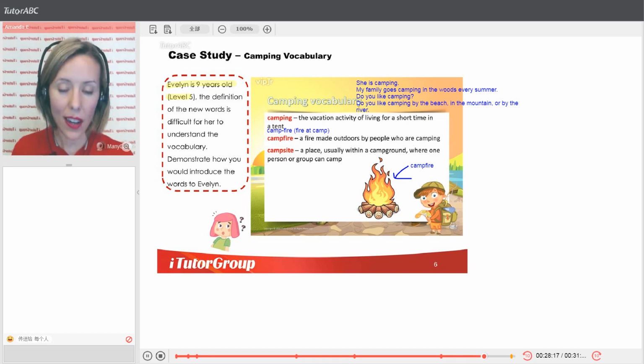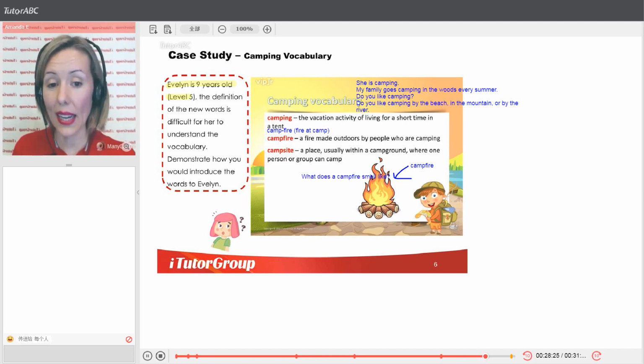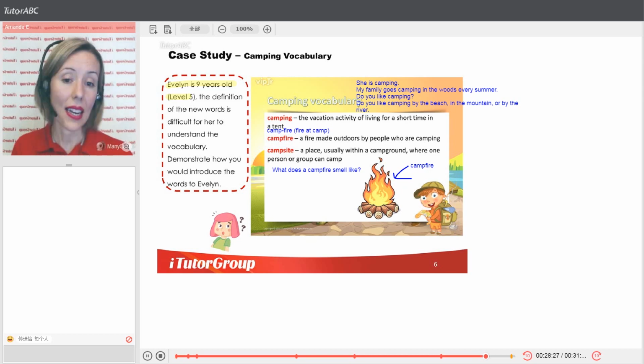what does a campfire smell like? And maybe she will say it smells like wood, it smells like smoke. If she can't come up with anything, you might add that in, just to help her picture in her mind, oh yeah, a campfire smells like smoke.